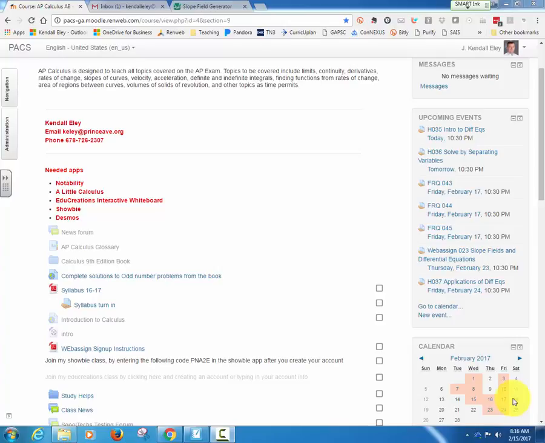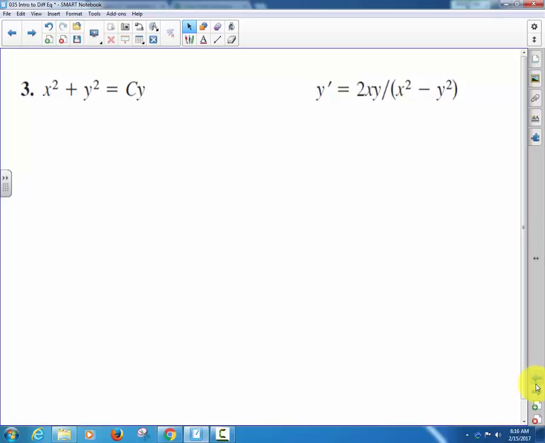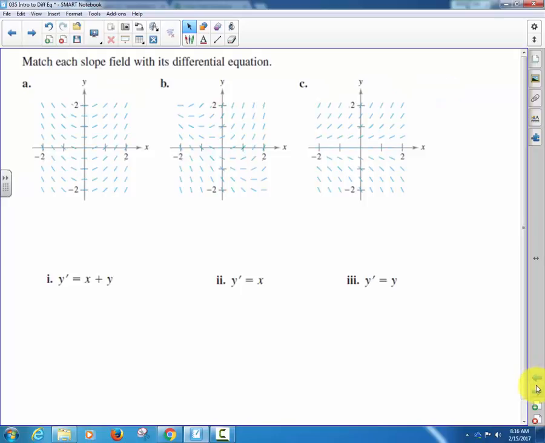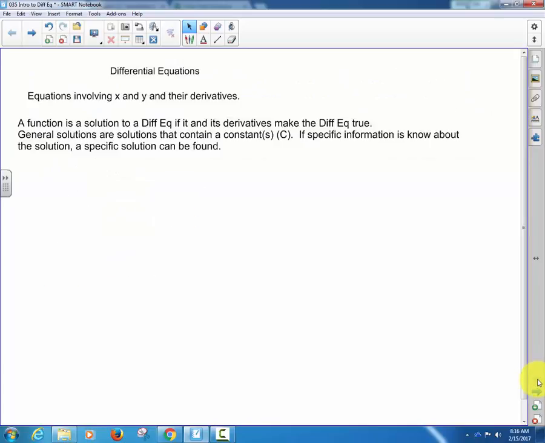If you haven't downloaded it yet, you need to download 35, which says Intro to Diffie-Qs. Whoops, that's not the intro, that's the end of it. Well, why won't you go backwards? Okay. Differential equations.